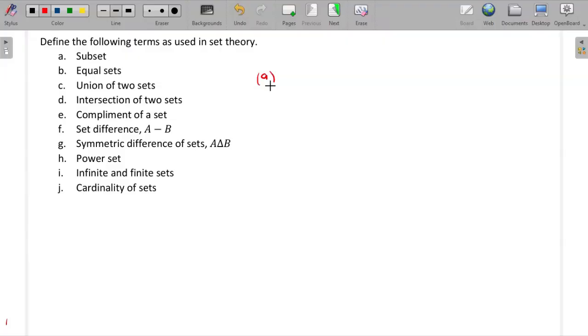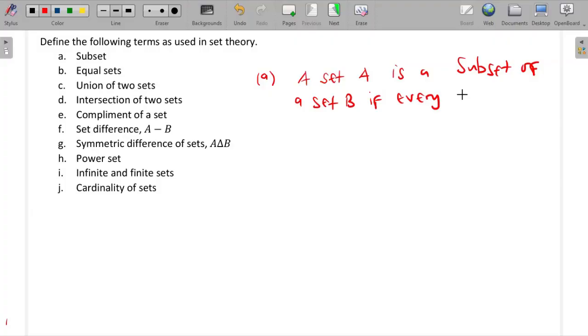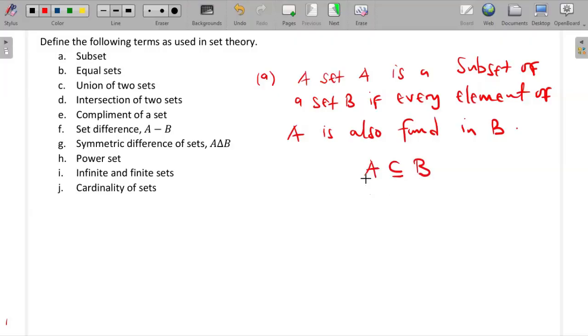Let's define it. Part A, we are going to say a set A is a subset of another set B if every element of A is also found in set B. Sometimes you can also write it as A is a subset of B. So a set A is called a subset of another set, let's say B, if every element of this set A is also found in the set B.